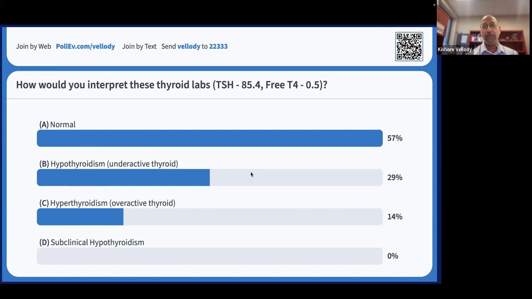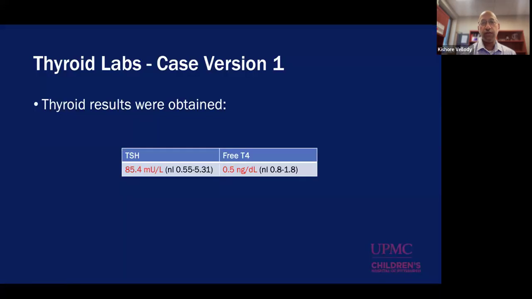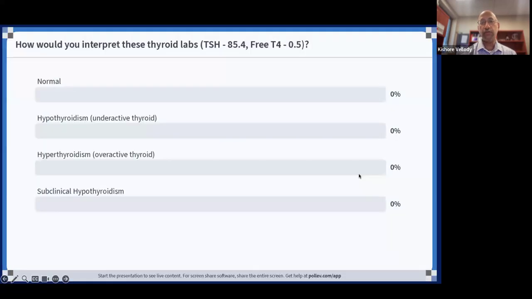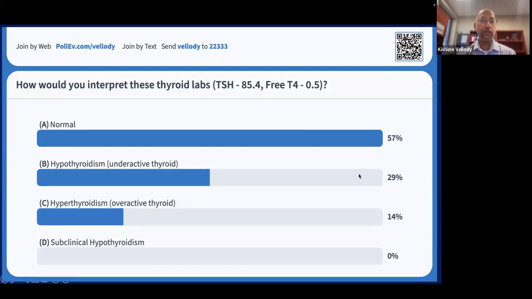And so a little more than half of you felt that the result was normal. And then the next most common was underactive thyroid, and the next most common is overactive thyroid. And this is a hard thing to do when you're a parent trying to understand. If we look at these results, remember the TSH was very, very high compared to the normal high, which would have been 5.31. And the free T4 is low compared to the normal low, which is 0.8. So we have a high TSH and a low free T4. And actually, that is the diagnosis of hypothyroidism. So those of you who answered B, underactive thyroid, are correct.